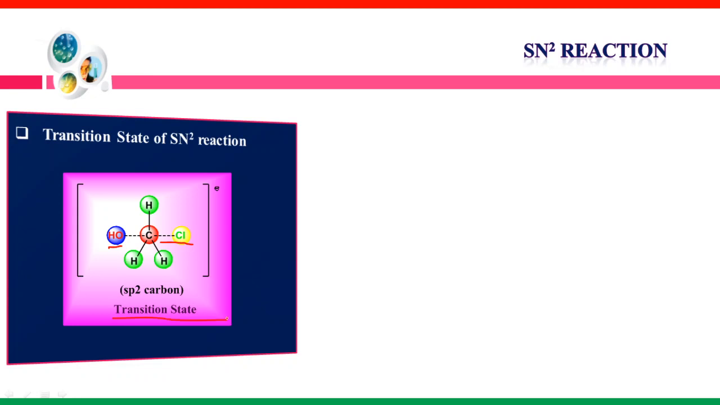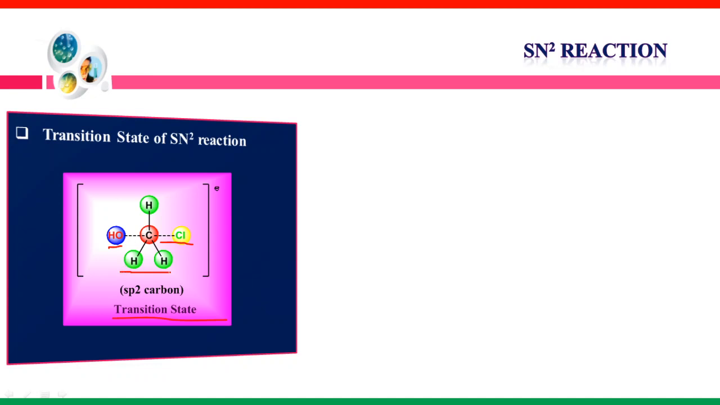In this transition state of SN2 reaction, the carbon atom is bonded to 5 atoms: 3 hydrogens, 1 nucleophile hydroxide and 1 leaving group chloride ion. The 3 hydrogen atoms and the carbon atom lie in one plane, and the plane containing the leaving group and nucleophile is perpendicular to the plane containing the 3 hydrogen atoms.